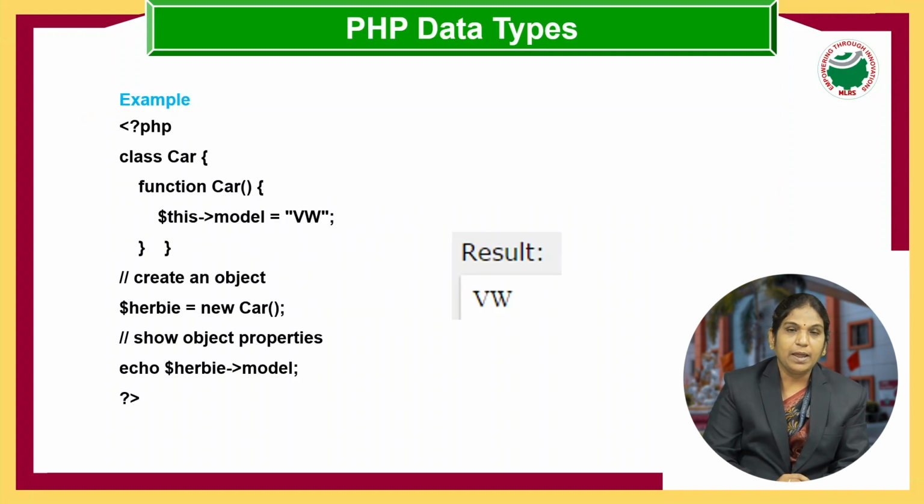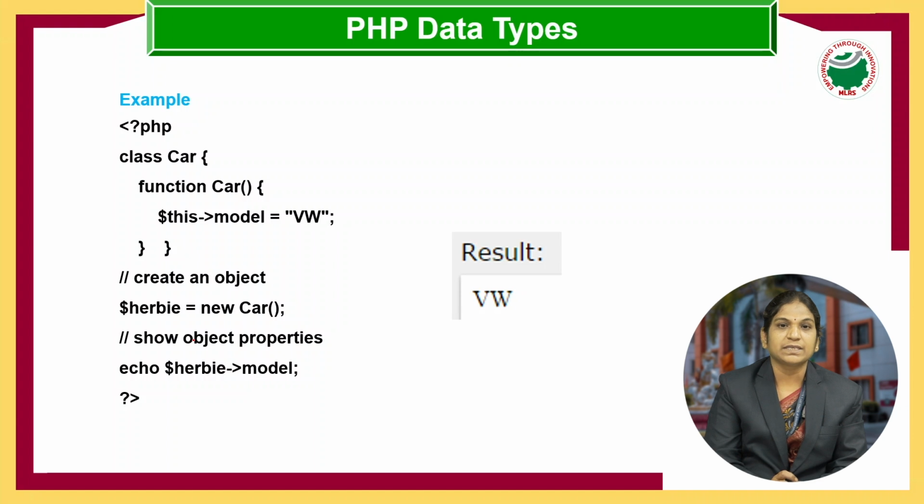For example, in PHP, class Car is the name of the class, and I am declaring a function Car, and this is the keyword used to refer to the current object, and VW. Here I have just declared a class and given a value to that particular thing. But I cannot retrieve the value directly from the class. It is required to create an object. So here $Herbie is the object for the class Car. $Herbie = new Car.